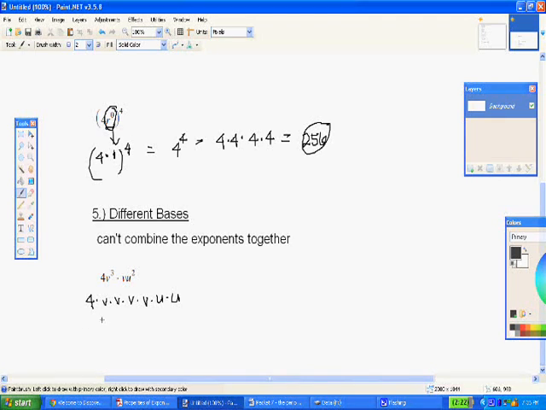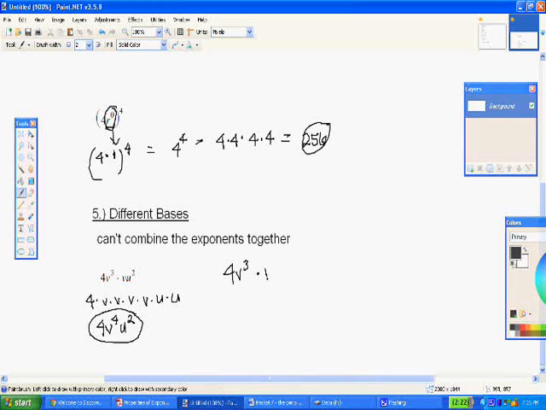This 4 can't be multiplied by anything else, so I'm going to go ahead and write it down again. There are 4 v's being multiplied together, so v to the 4th. And since there are 2 u's being multiplied together, I'm going to do u squared. And I can't combine v and u because they're different bases, so I have to just leave my answer the way it is.